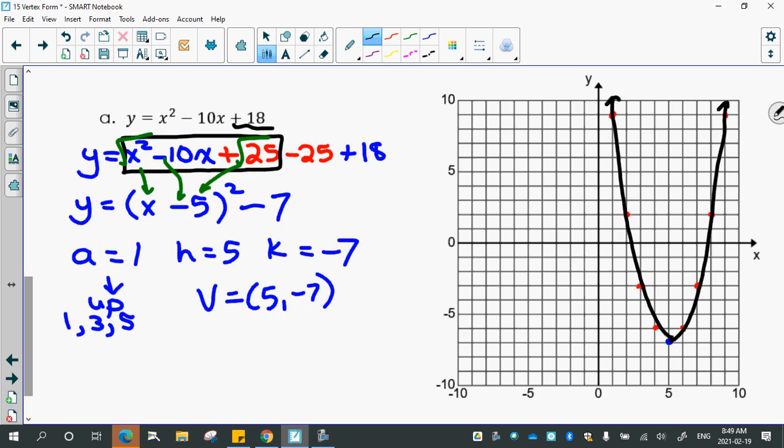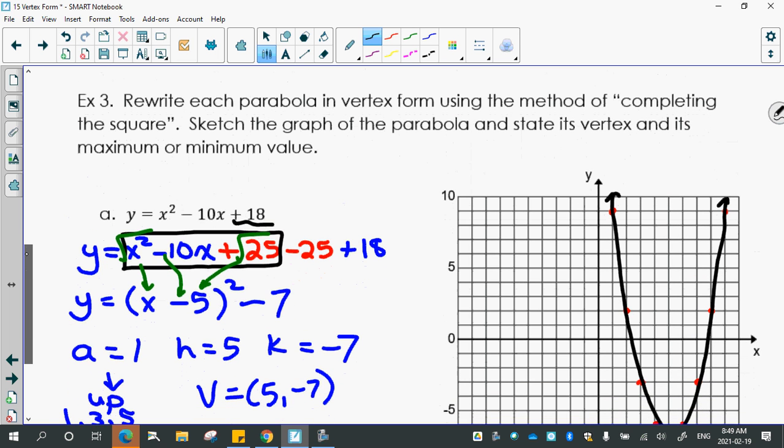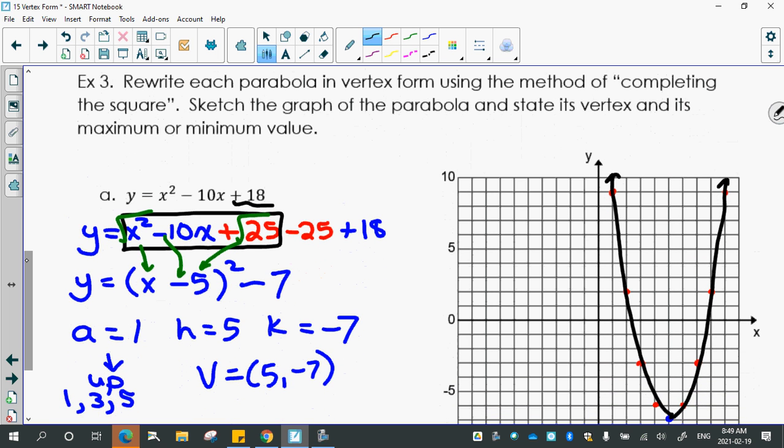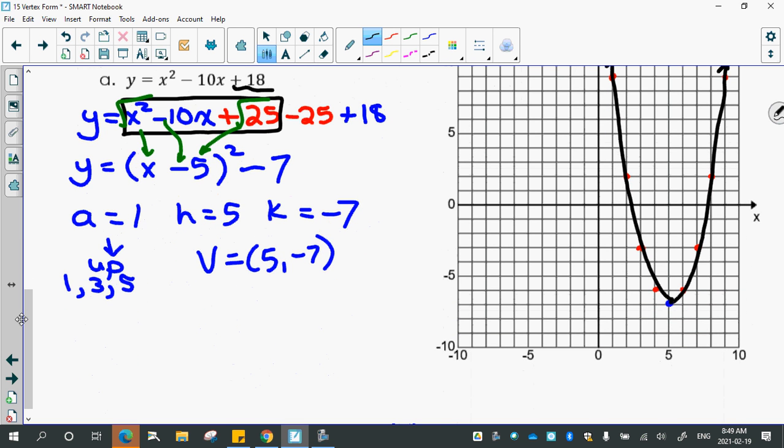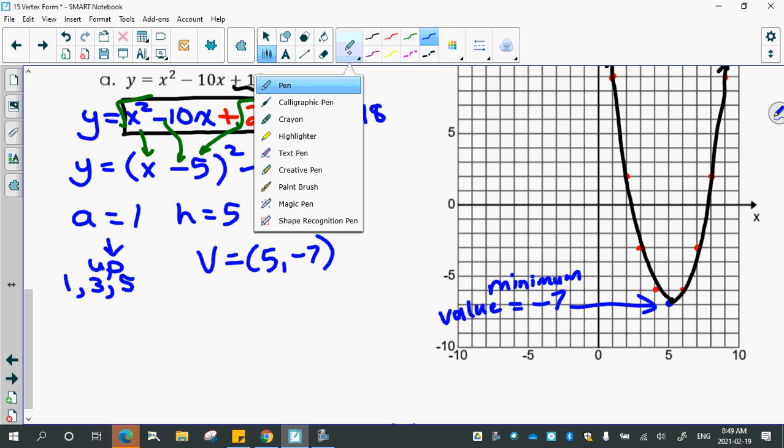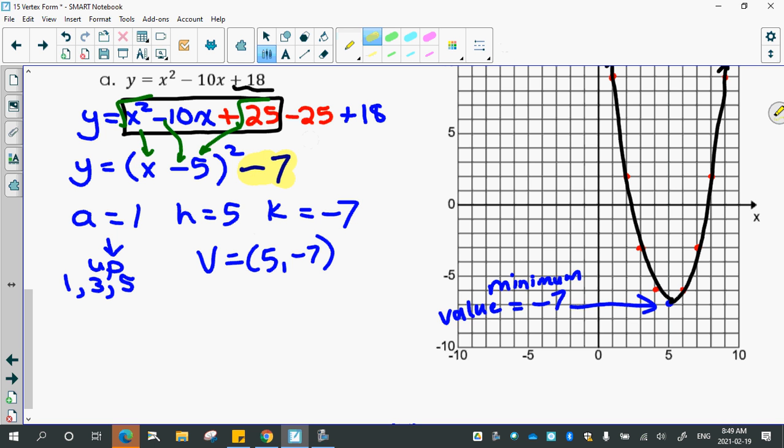Okay, so there were more things they asked us to do with these questions. We have to rewrite it using vertex form by completing the square. We did it. Sketch the graph, state its vertex. We did. Maximum or minimum value. So this one has a lowest point, okay? A minimum value. And the minimum value is it never gets lower than negative 7. Which you can see in your vertex form, it's your k value. It's the y coordinate of the vertex, okay?